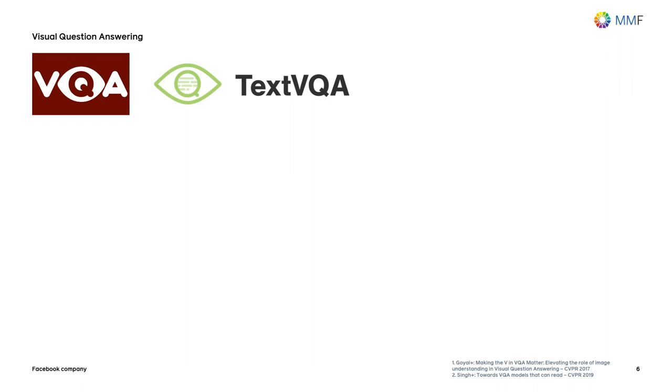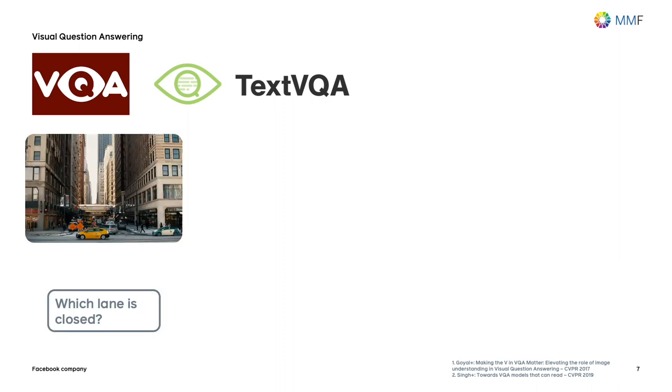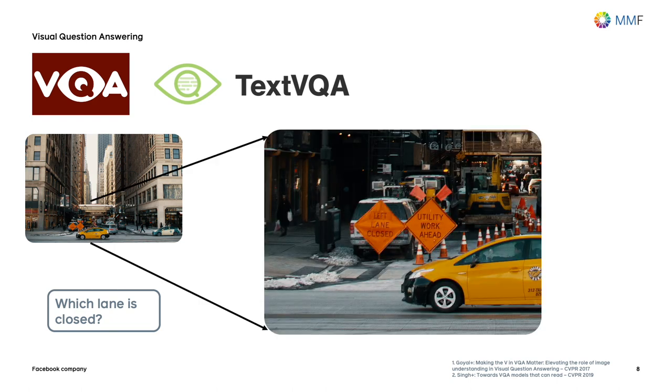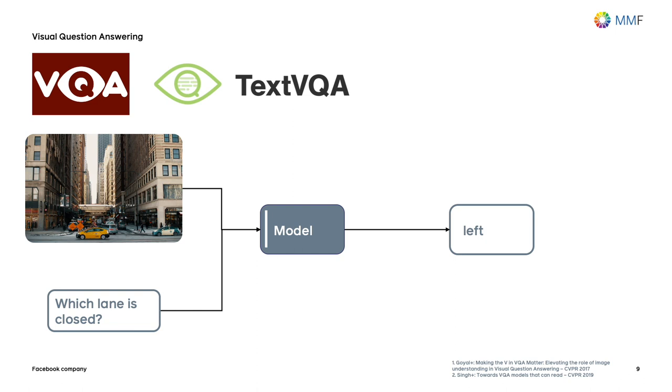So let's first talk about some examples of vision and language tasks. Visual question answering involves answering a question that's about an image. TextVQA is a variant where you answer the question, but the question requires reading text in the image to answer it. Let's take an example of a TextVQA task. We have an image and a question that is about that image. Zooming into the image, we can see that we need to read text in this image to answer the question, or you can see where exactly the cars are to see whether the left lane or the right lane is closed. So the model takes in both image and text, does reasoning over it, and should return back left.